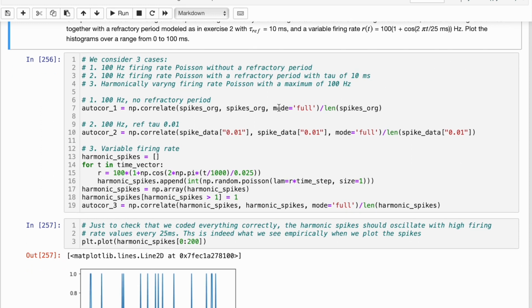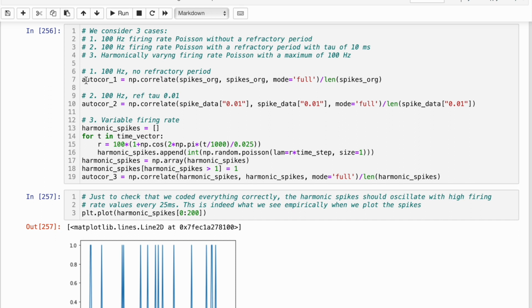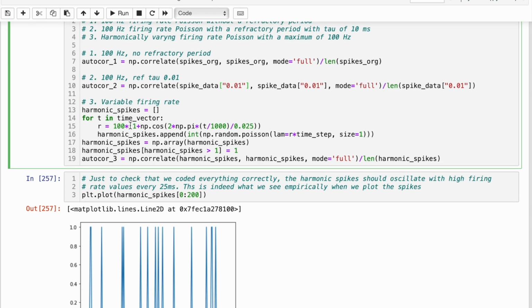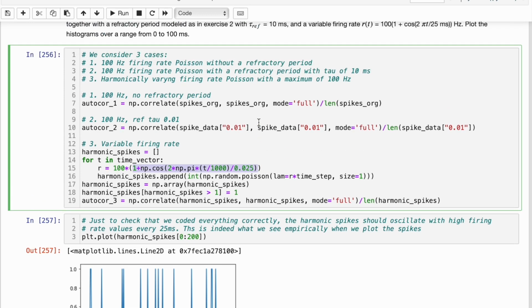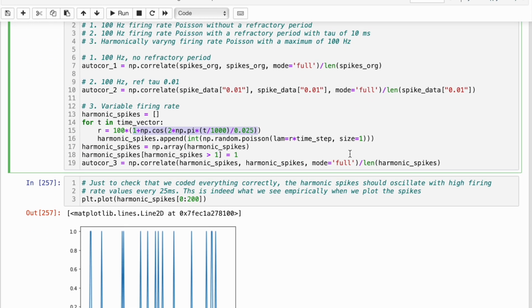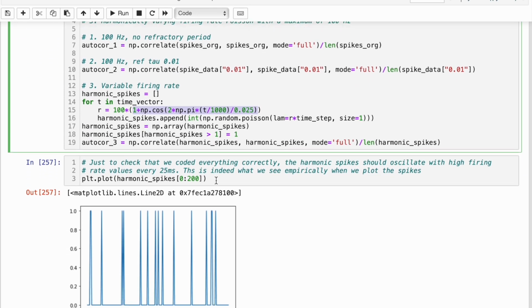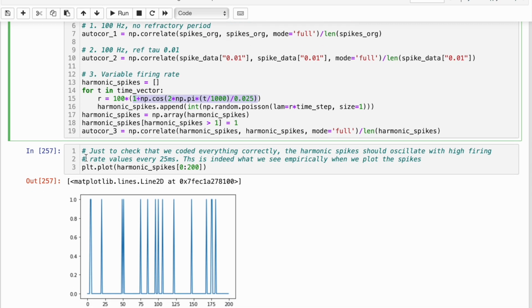As I said, we consider the first 3 cases. So we take the original spike data, and then the spike data with the refractory period. And lastly, I created a super quick Poisson generator with the particular function that we are interested in. And I just plotted the spikes here.